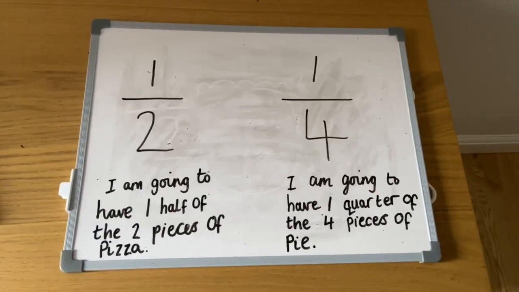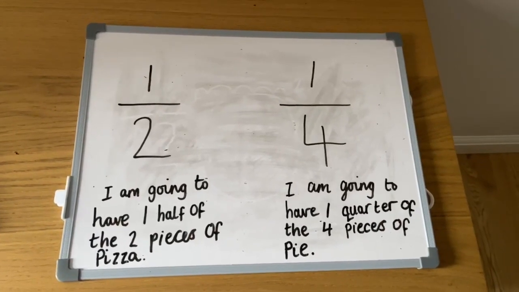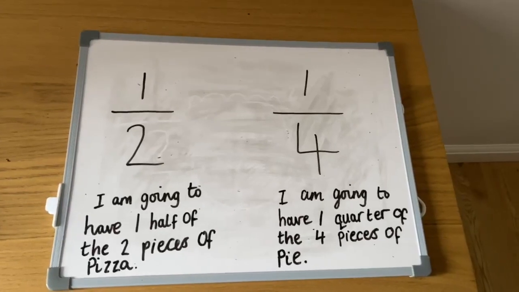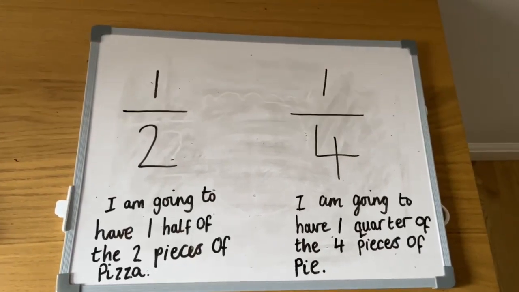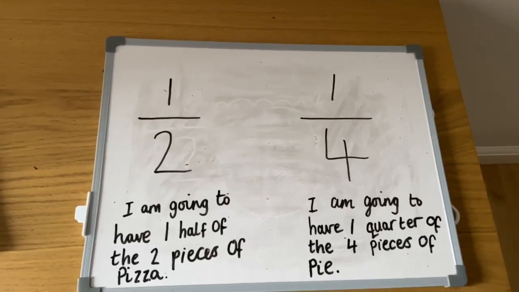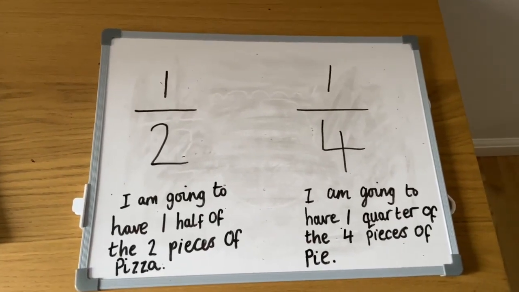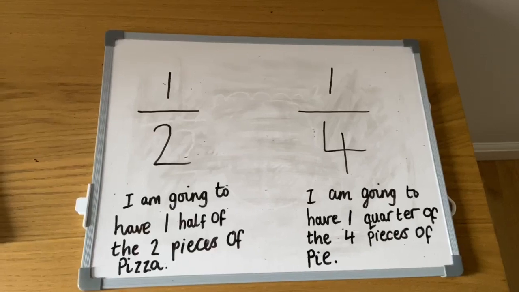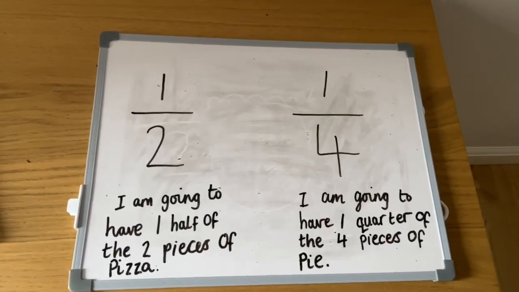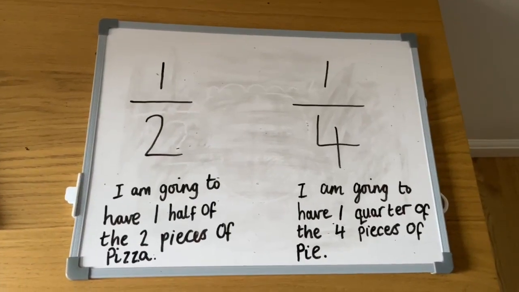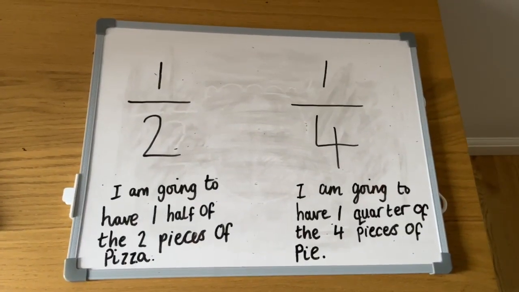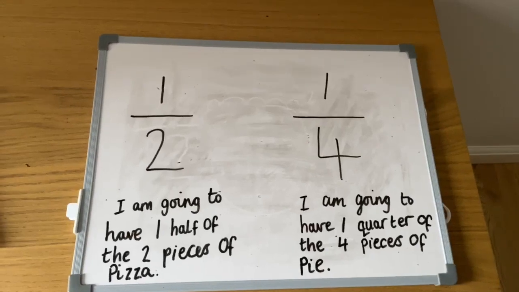Let's recap on what we've gone over today. Instead of writing long sentences, sometimes fractions are used to express bits of information. In our first example, I decided that me and a friend are equally going to share a pizza between us. This was known as 1/2. So instead of writing, I'm going to have 1/2 of the 2 pieces of pizza, we'll just express it as a fraction.